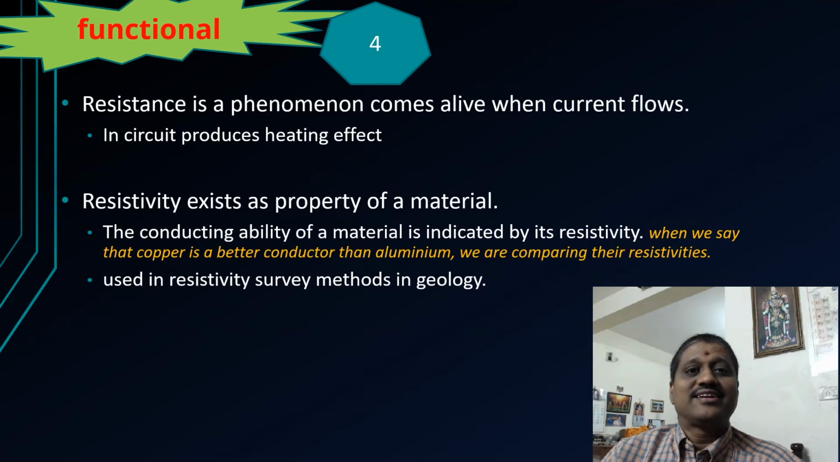But copper is a better conductor than aluminium. How can you say? Only by resistivity you can say, not by resistance. So when we are comparing the ability of materials, we are using resistivity. That you have to understand. So resistivity indicates the conducting ability, not the resistance. It is an important quantity of the material. It is used in resistivity survey methods.